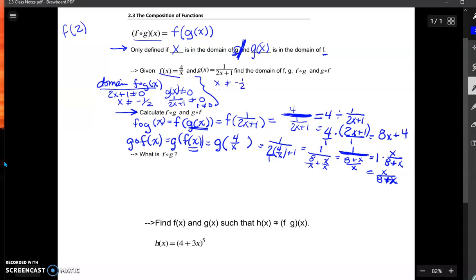Or if you want to write that in set notation, it would be negative infinity up to negative 1/2 union negative 1/2 up to positive infinity.